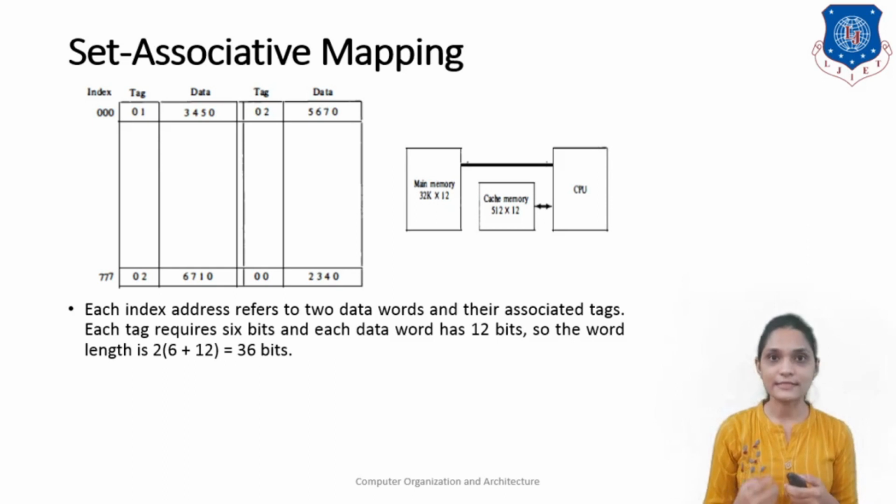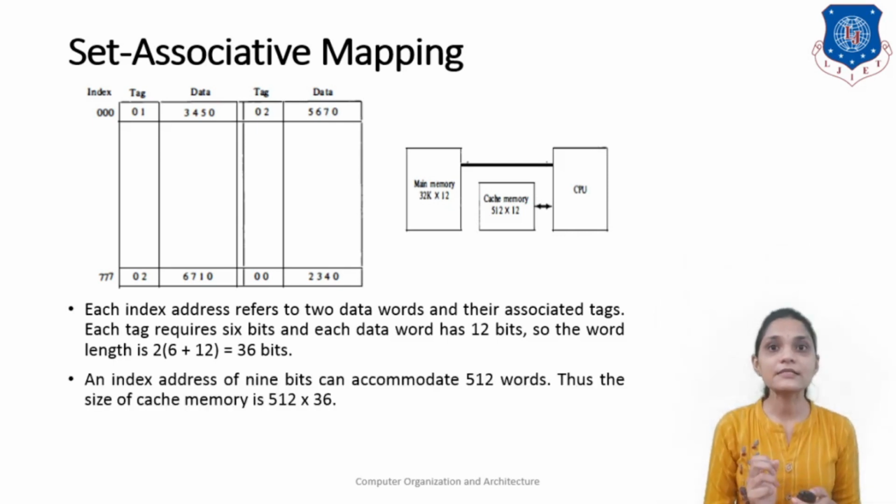Each tag requires 6 bits and the data is 12 bits. So the word length will be 2 times (6 plus 12), where 6 is for the tag and 12 for the data. So the total word length for each and every index will be 36 bits. The index address can be of 9 bits.